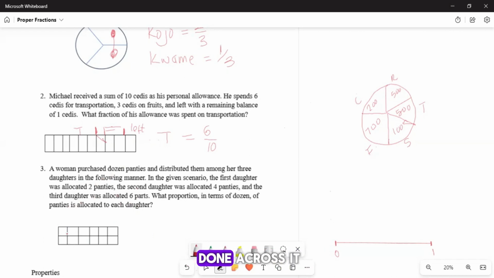and the divisions were done across it. So the first daughter received two of the portions. So we can see this is for the first, and the other four for the second daughter. So this is for the second. The whole of this portion is for the third person. So the fraction that represents the first daughter is 2 out of 12. The second daughter is equivalent to 4 out of 12. And the third daughter is equivalent to 6 out of 12.